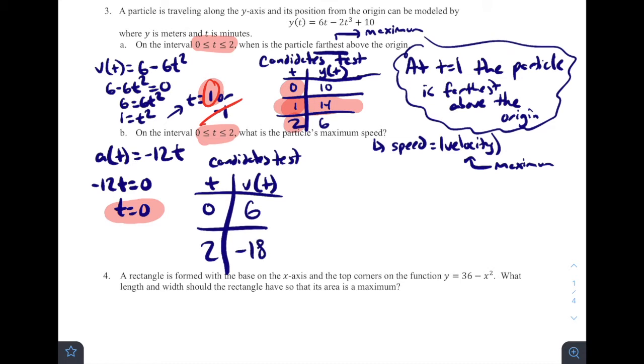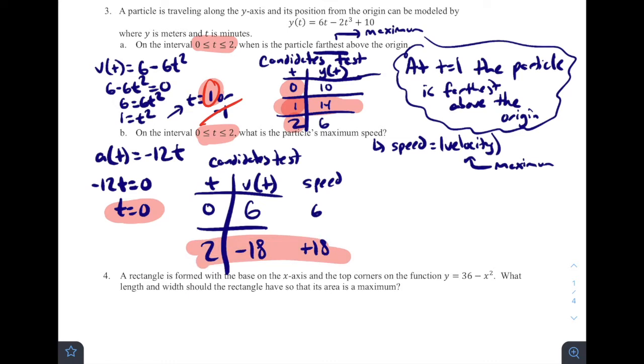And we remember here that the speed is going to be the absolute value of these. So the speed here would then be 6, and here it would be positive 18, because you cannot have negative speed. We just have speed in the negative direction. And so the biggest one appears to be when t equals 2.